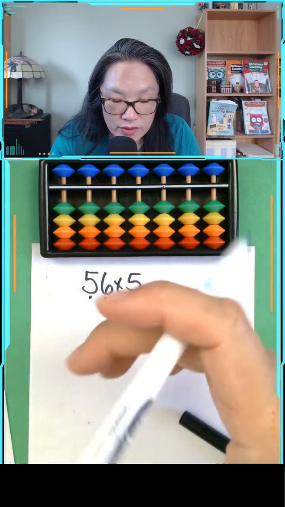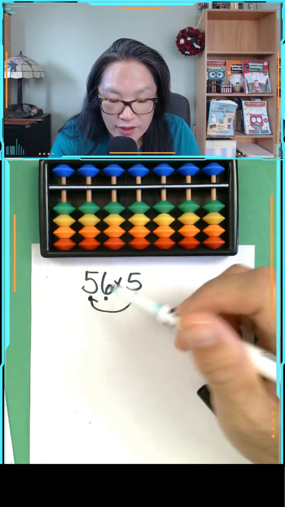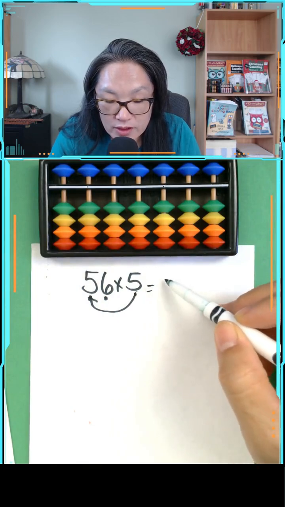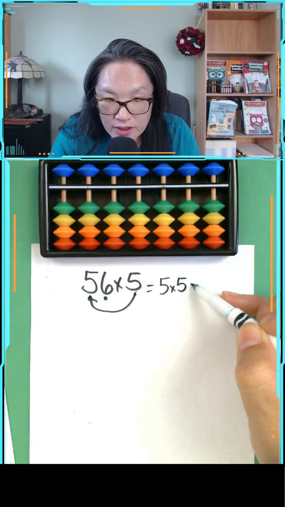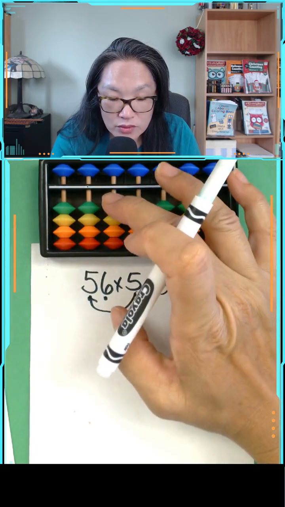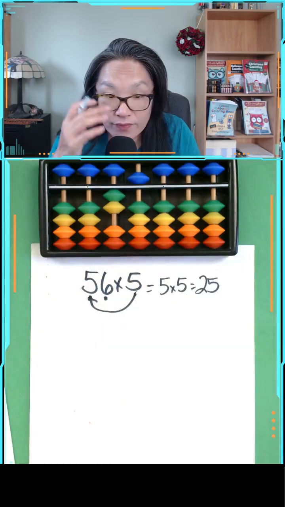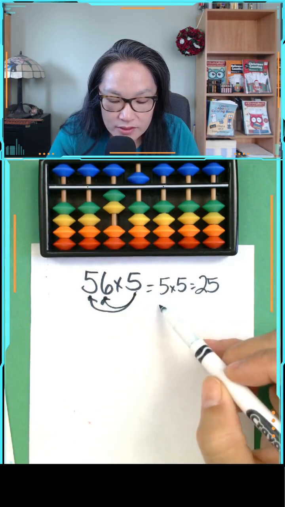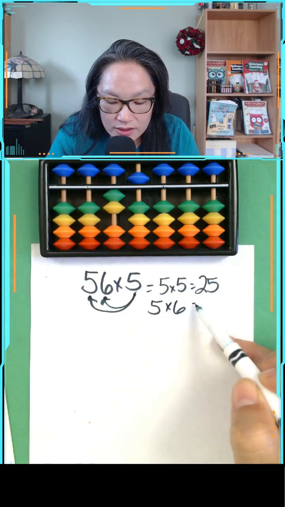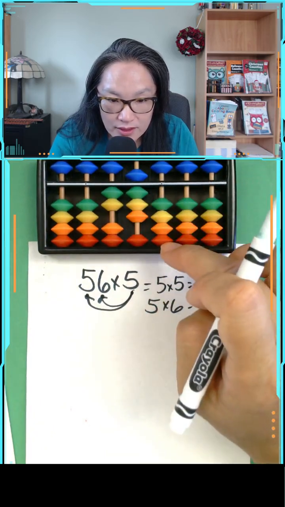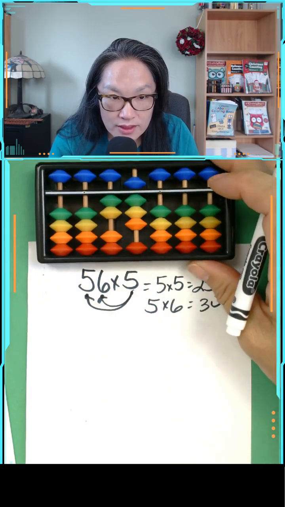So the first thing we're going to do is 5 times 2. 5 times 5 is equal to what? 25. Yes, thank you. So we had the 2 and we had the 5. Then what do we do? 5 times 6. 5 times 6 is 30. Add the 3, add the 0. So yes, your answer is correct.